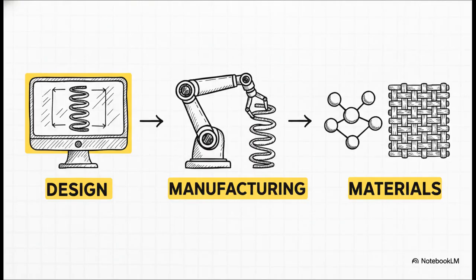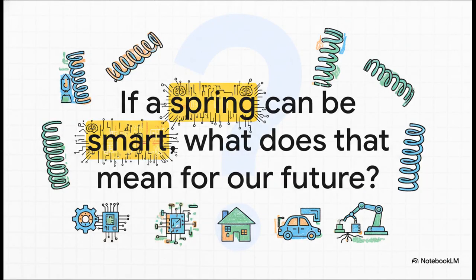Okay, so let's just pull this all together. What have we seen? The modern spring is basically the product of three huge revolutions. First, in design. They're born digitally, perfected with algorithms before they're ever real. Second, in manufacturing. Virtual testing makes the production process incredibly precise and efficient. And third, in materials. These new composite and smart materials are giving springs abilities that sound like they're straight out of science fiction. And that kind of leaves us with one last big question to think about.